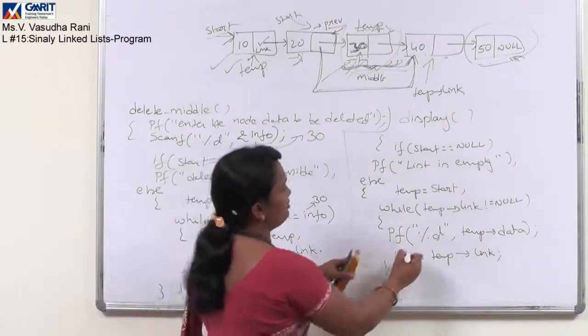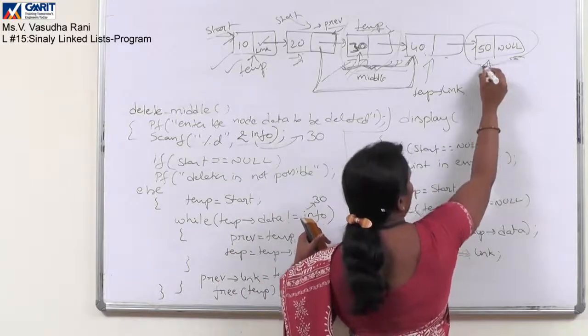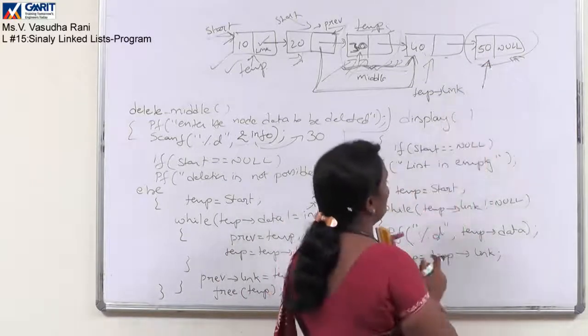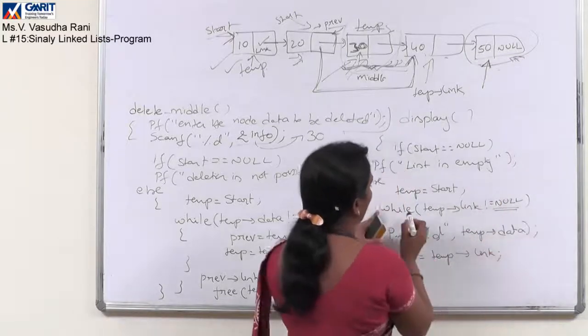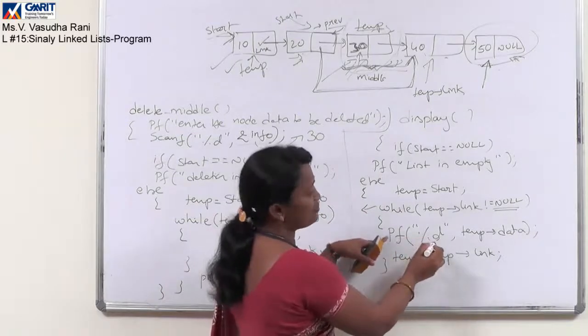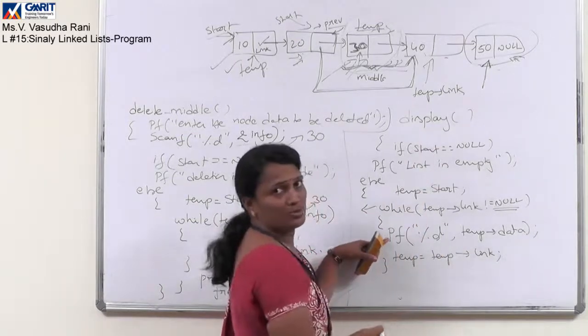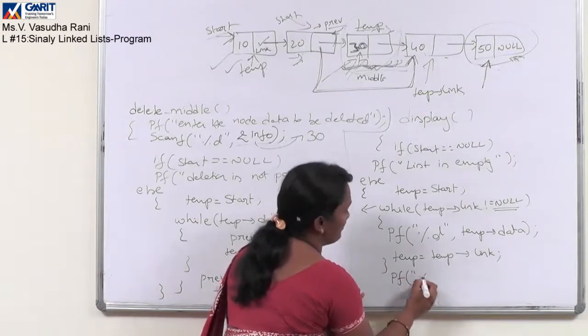So this happens for all the nodes, but when the traversing reaches this last node, as the last node's link is null, control comes out of the while loop. It will not display the value of the last node. For that we have to write another printf statement.